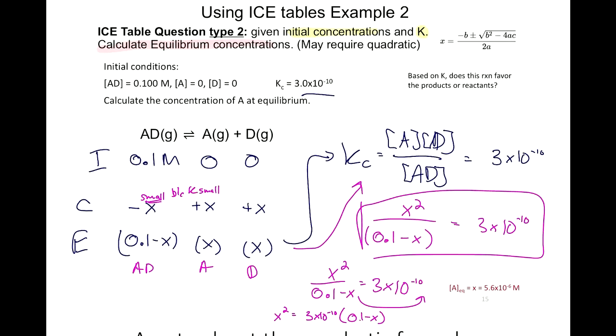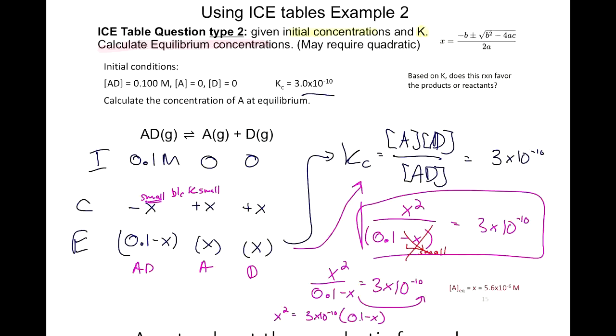Well, if X is really small, why don't we just ignore it in the denominator? Because if you have 0.1 minus a really tiny number, is the value of 0.1 going to change that much? It's not going to. And so we can make an approximation here. Now it becomes a lot easier math, where you just multiply those two numbers, take the square root, no quadratic needed. So let me prove to you that you get the same answer within reasonable sig figs.